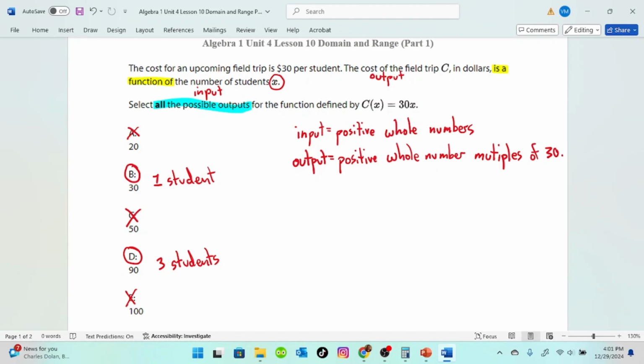So this is what we're talking about, where you need to understand not just mathematically what numbers you can get, but logically what type of numbers can you get. And since your input is going to be number of students, you could only have positive whole numbers, and therefore multiplying any positive whole number by 30 is going to result in a positive whole number multiple of 30. Therefore, my outputs have to meet that criteria.